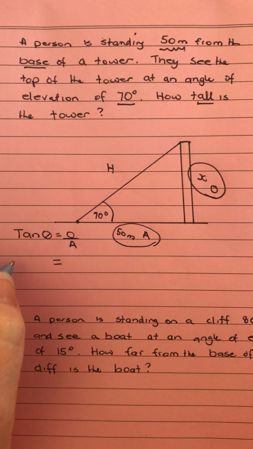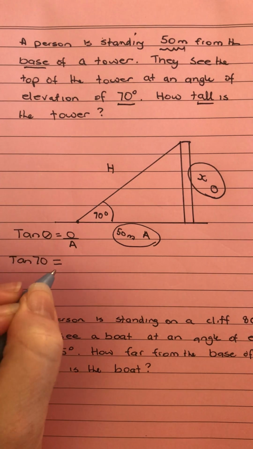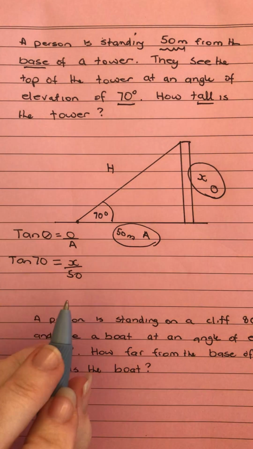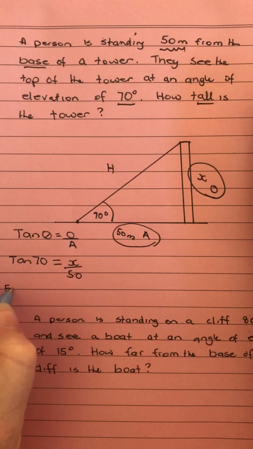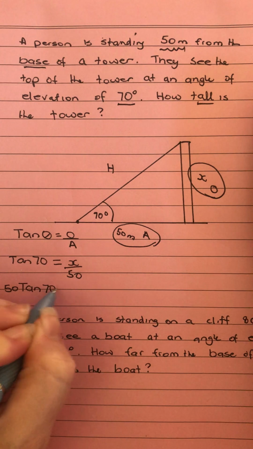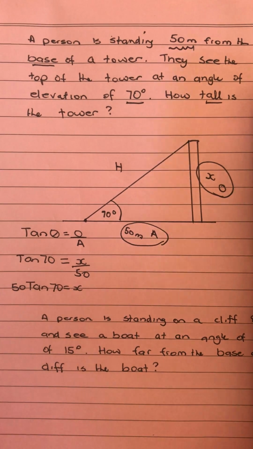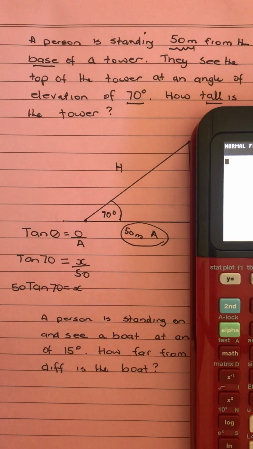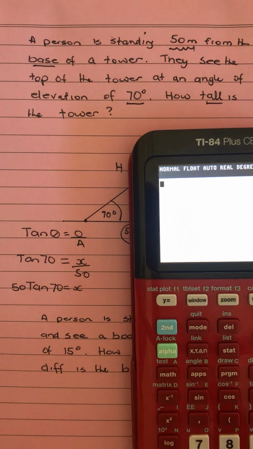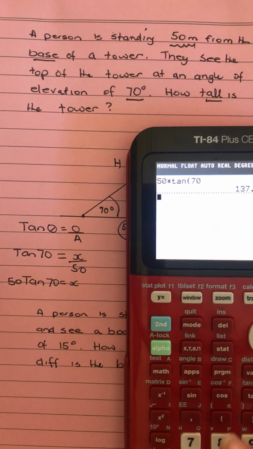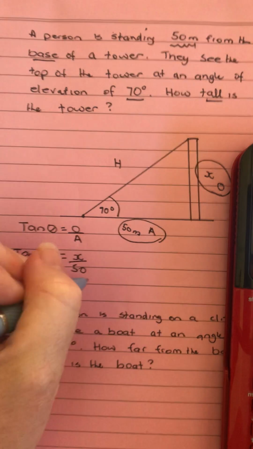I'll then pop in what I know. So I've got tan 70 is equal to X over 50. Now the 50 is on the bottom, so that means I'm going to multiply to get what the X is. 50 tan 70 equals X. Always making sure that your calculator is in degrees. If you're not sure how to do that, I have got a video on how to change the mode on your calculator. So we're going to pop in 50 times tan of 70, and we get 137.37.